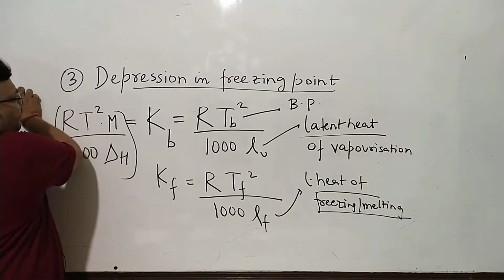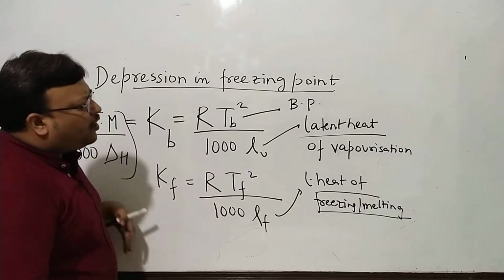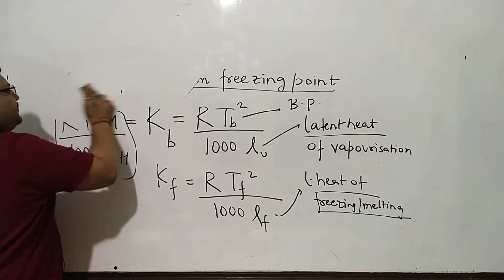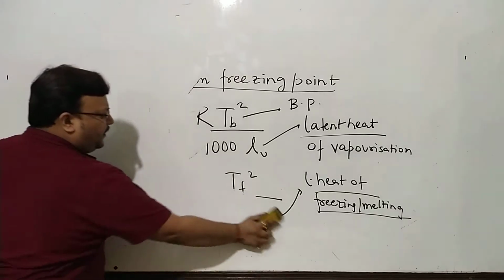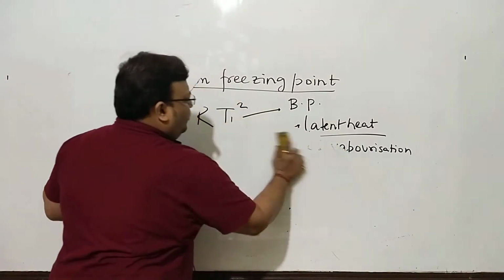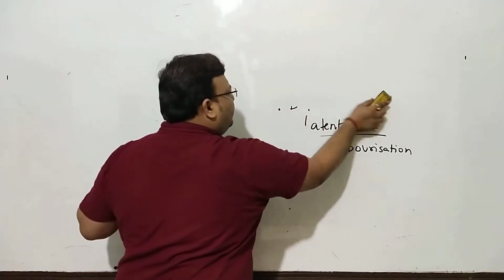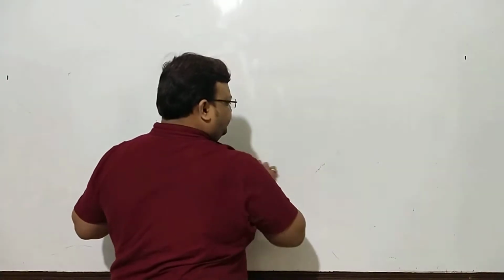This was the third colligative property. You'll keep copying everything at your convenience, and we'll come to the fourth colligative property, which is osmotic pressure.